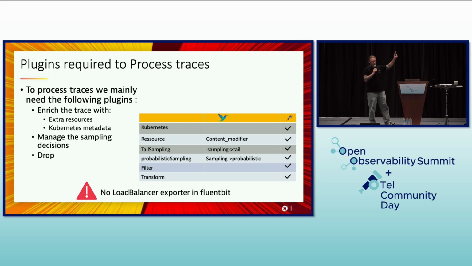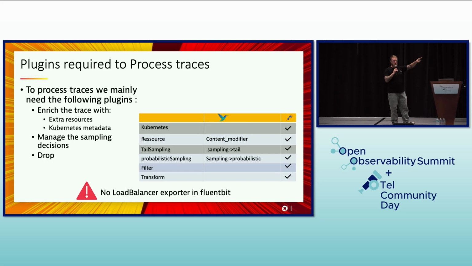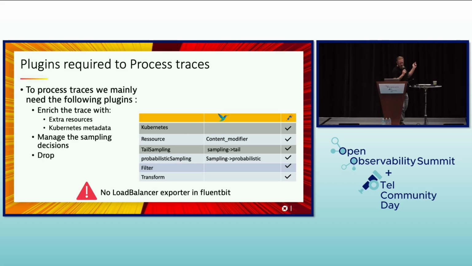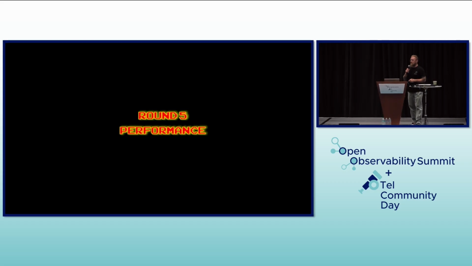Because for one simple reason: when you do tail sampling, it's going to consume tons of memory, and you won't be able to load balance your traces based on trace ID, and it doesn't have a load balancing exporter. So you will stick to one instance, and the instance will grow in memory. You'll see when we touch base on the resources.